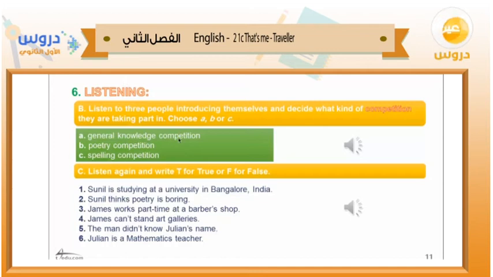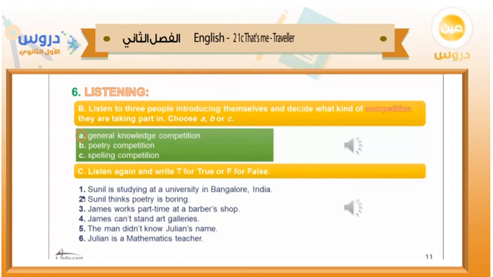A. General knowledge competition. B. Poetry competition. C. Spelling competition. Okay, what is your answer? A. Very good. It's a general knowledge competition. Now listen again and try to answer, T for true or F for false.